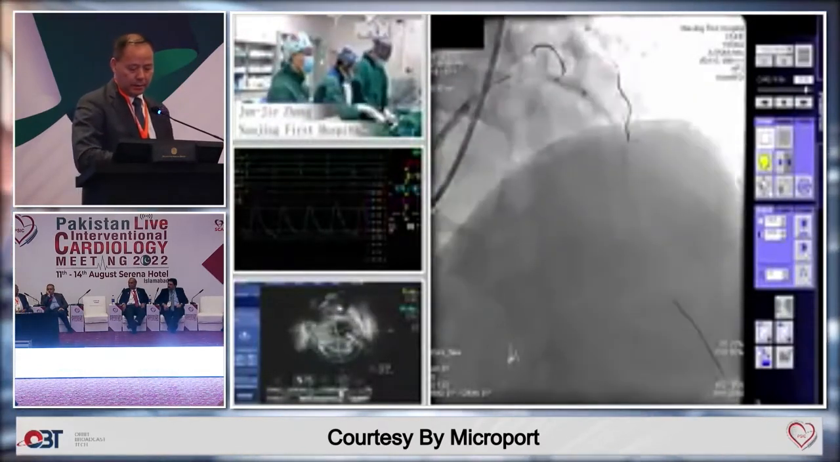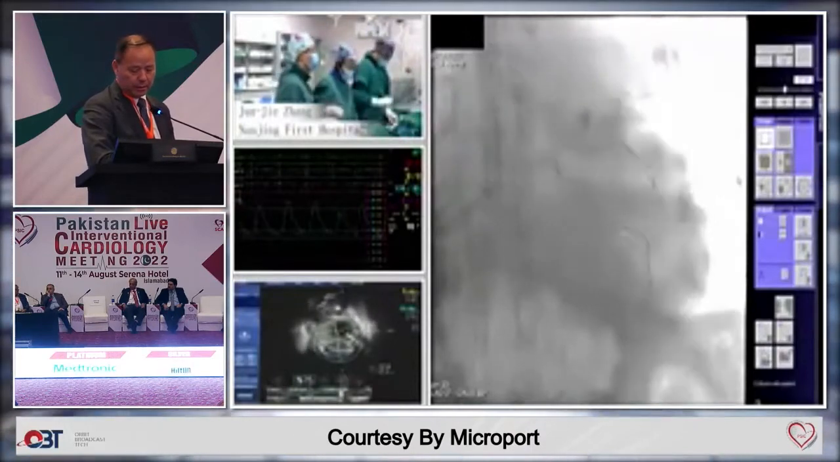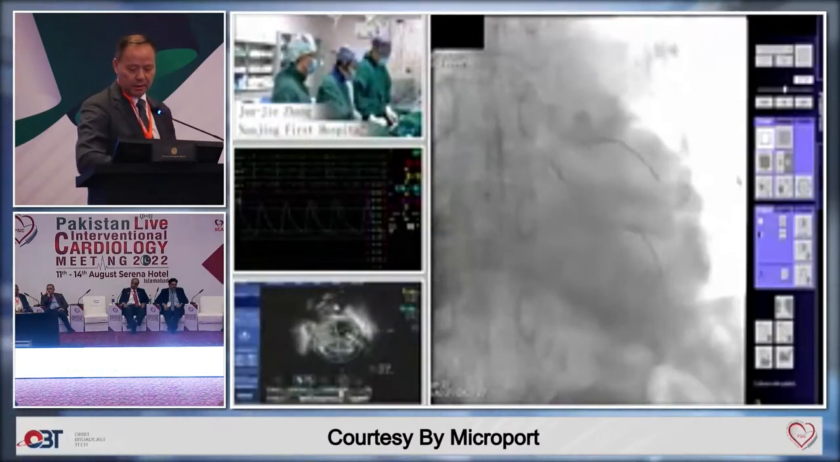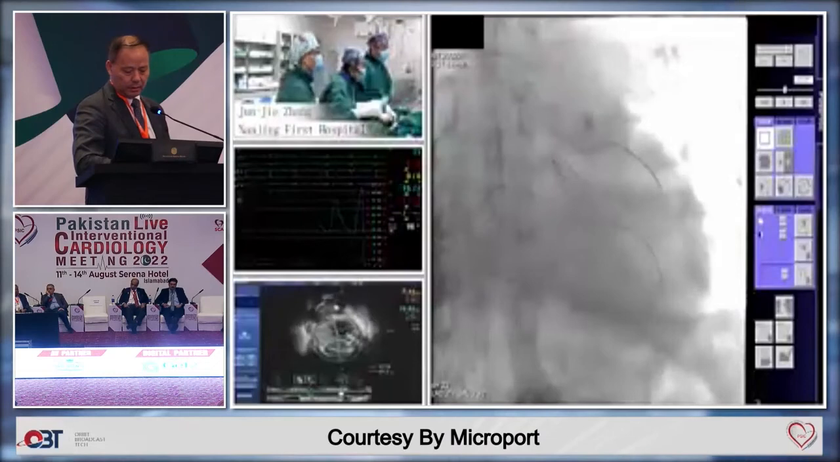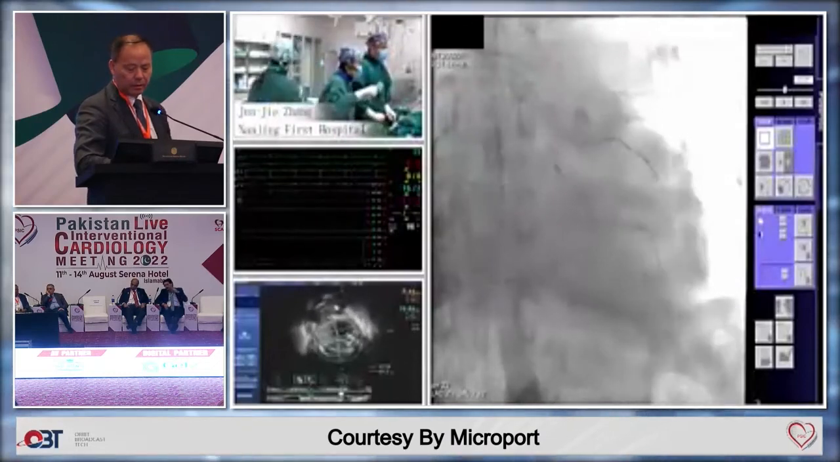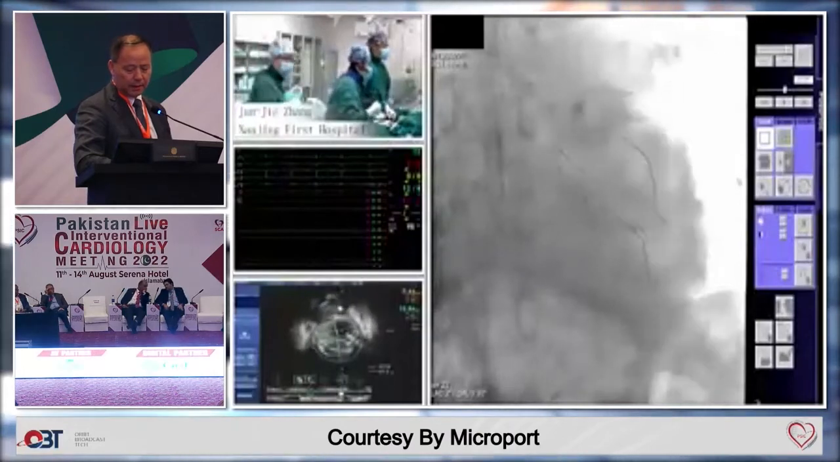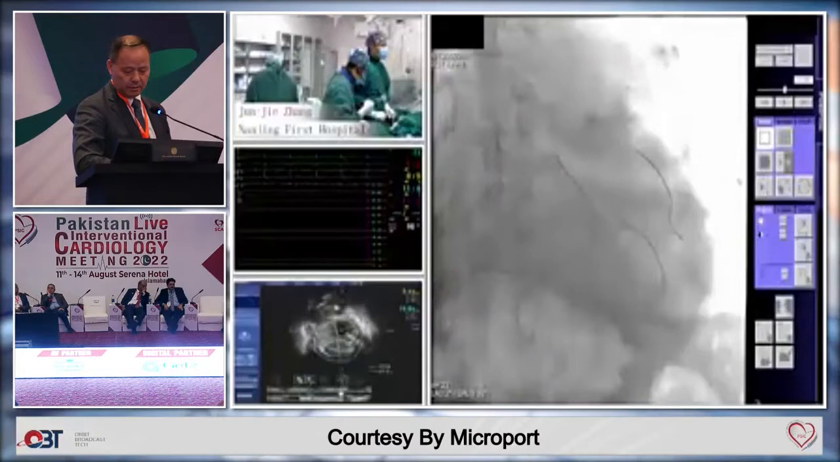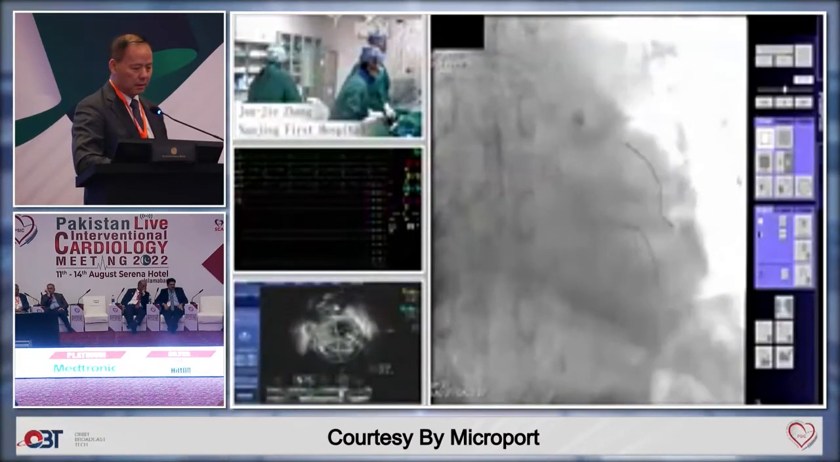Yeah, panelists agreed with the use of DK crush. So can you show us step by step the DK crush? Okay, so we haven't done predilation. I would like to predilate with a 2.5 balloon of the circumflex. So now the second one is inserted in the obtuse marginal? Yeah, there are two wires. One is in the OM, one is in the distal circumflex.